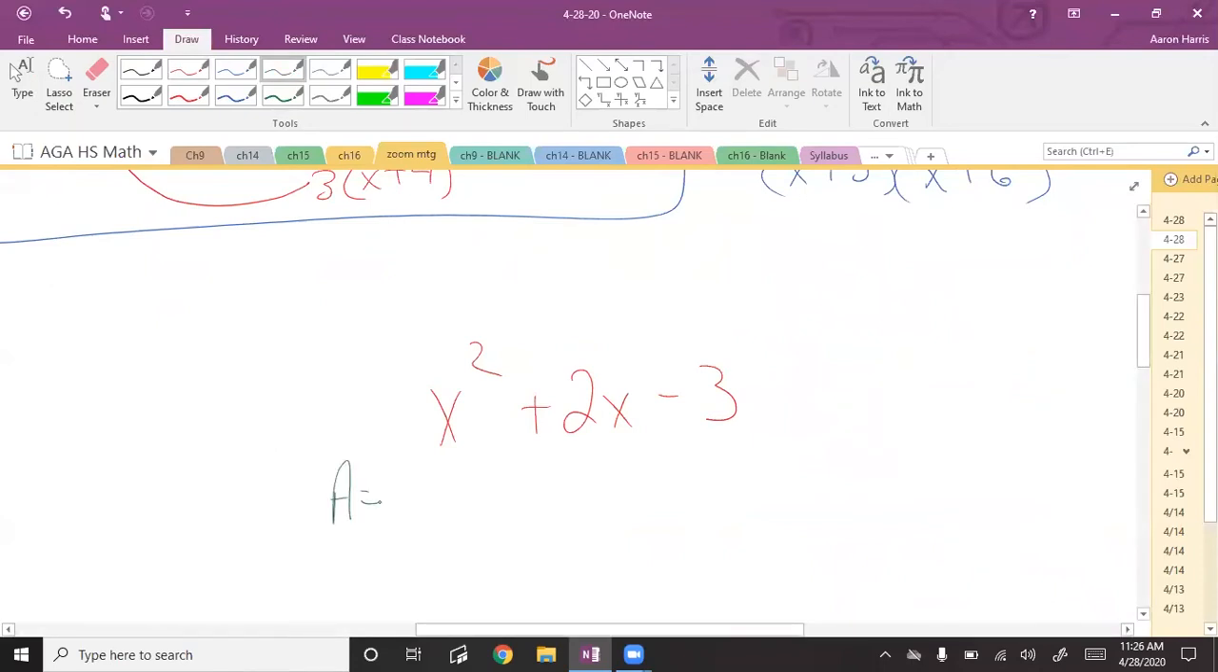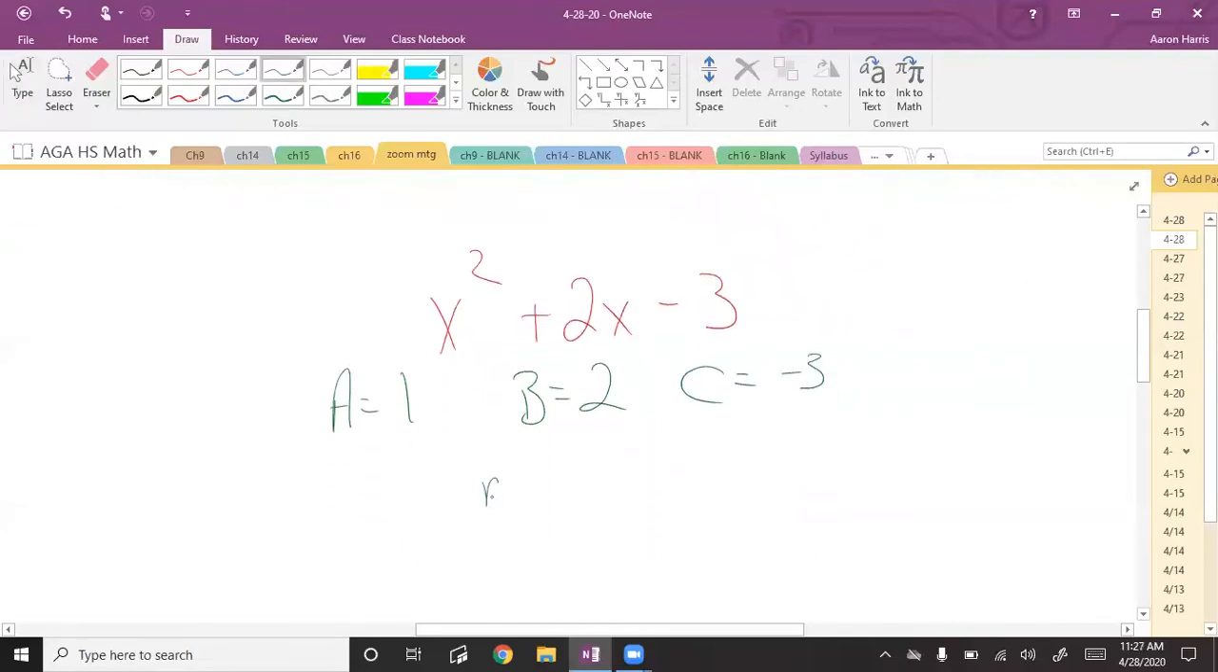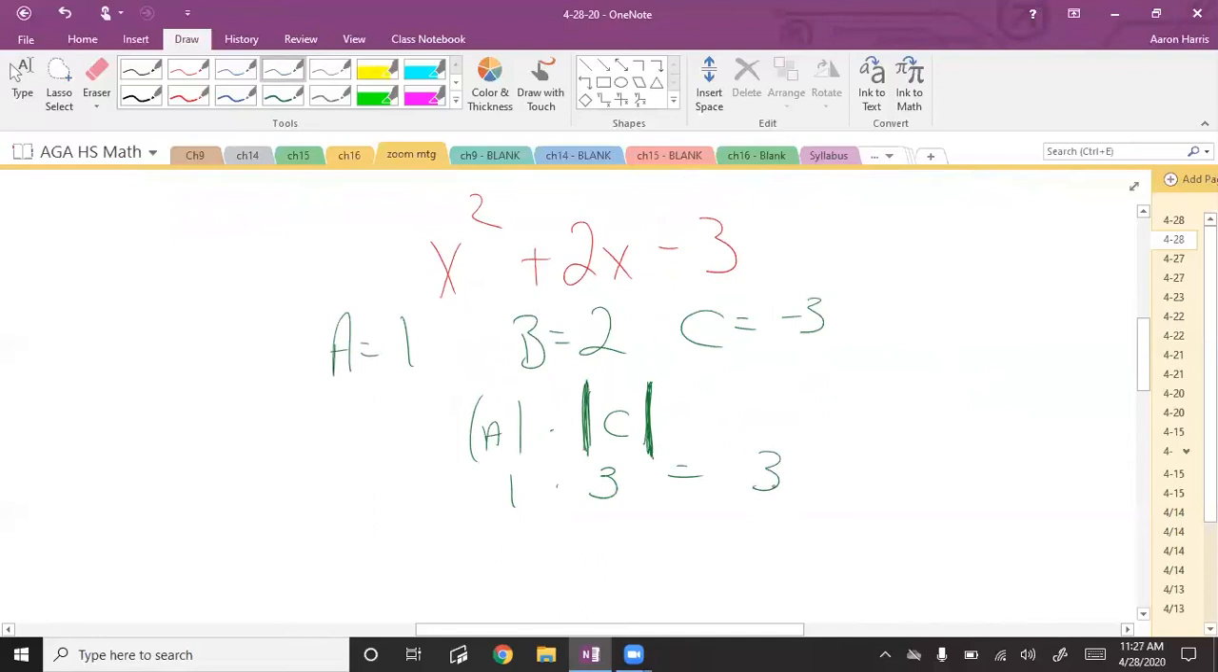A is 1, B is 2, C is negative 3. What do I do? Am I doing 1 times negative 3? Times 3. Yes, that's why it's absolute value. Oh, okay. So I get 3. Now what? You factor 3. Go ahead. 1 and 3.